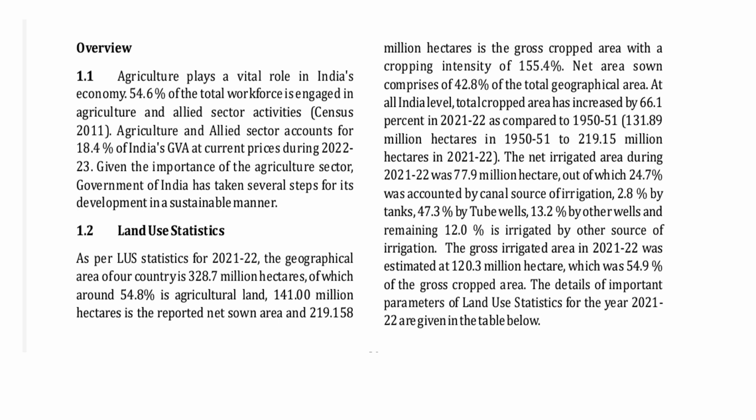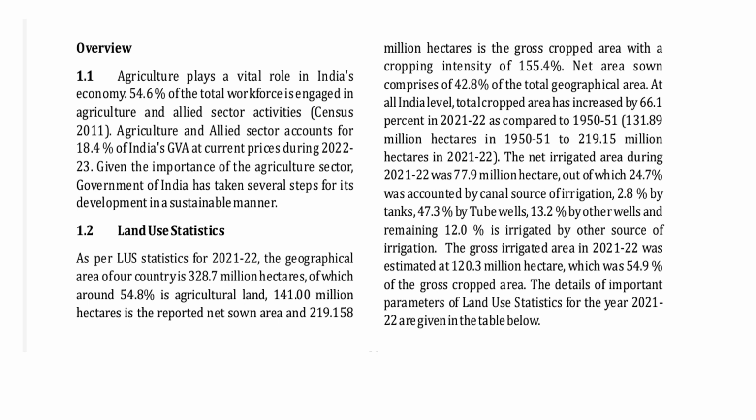According to Census 2011, around 55% of the total workforce is engaged in agriculture and allied sector. Agriculture and allied sectors account for 18.4% of India's gross value added at current prices during 2022-23. In the next slide we will see in detail. Now second, static data, land use statistics.